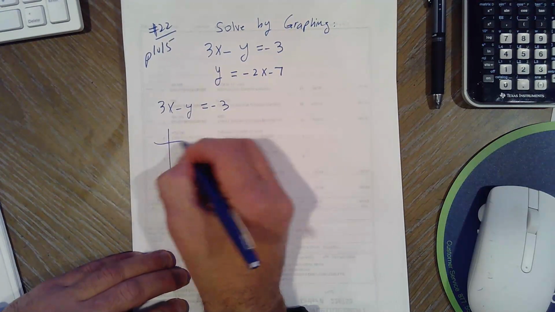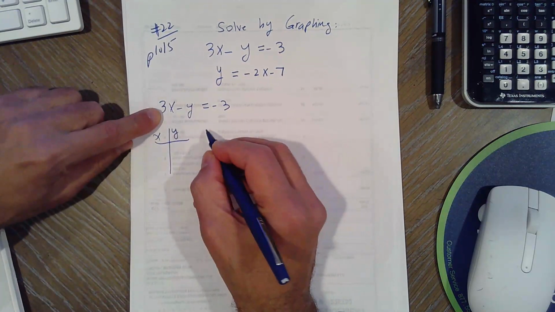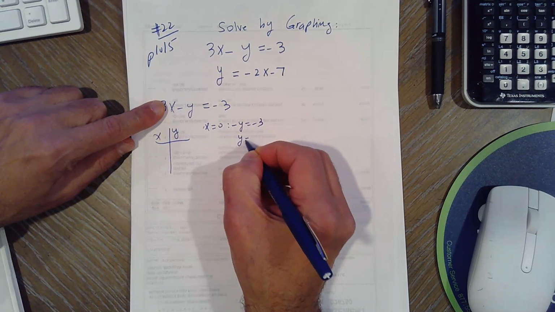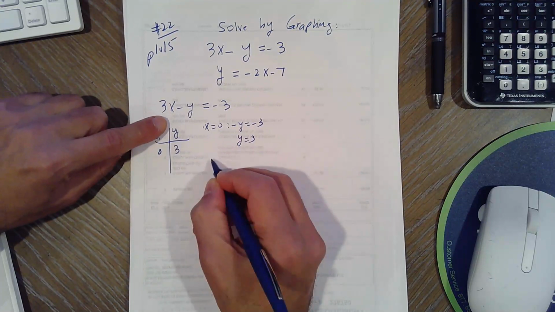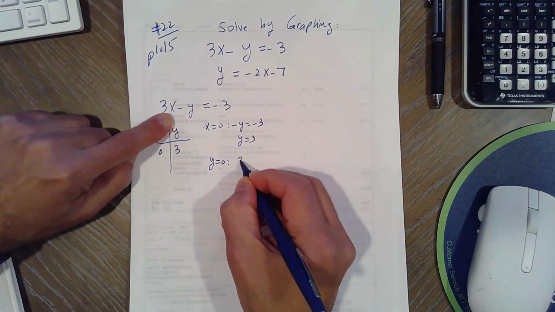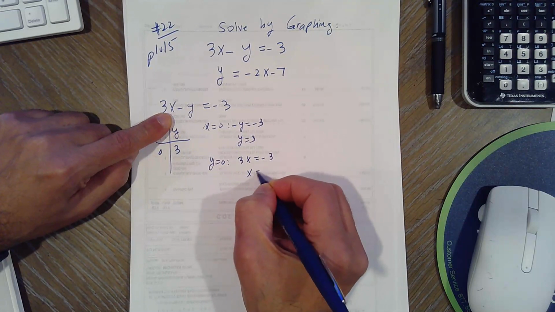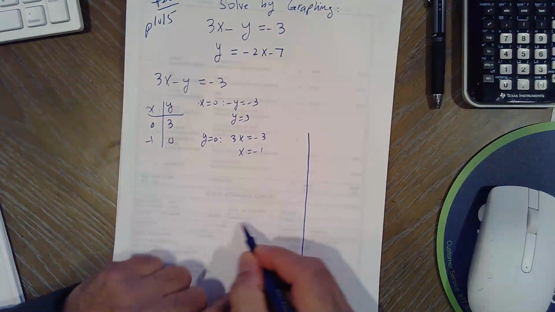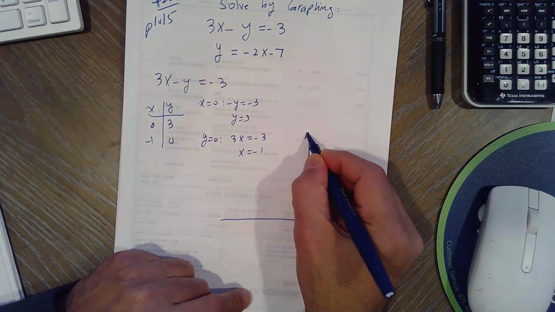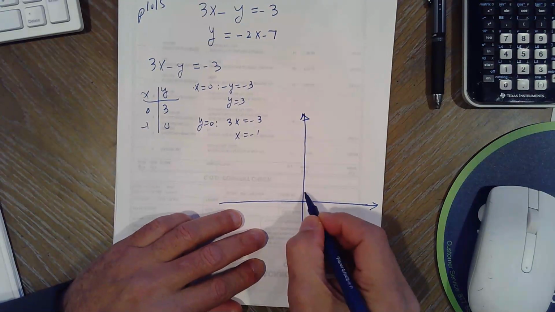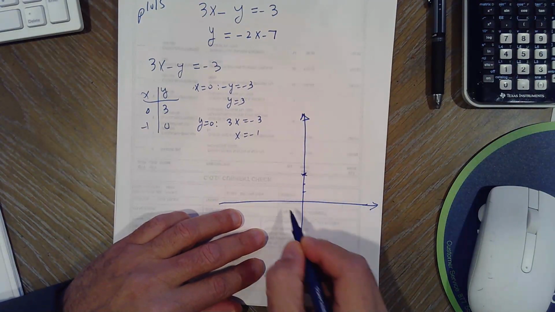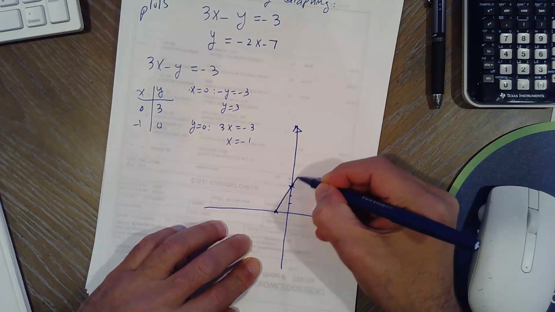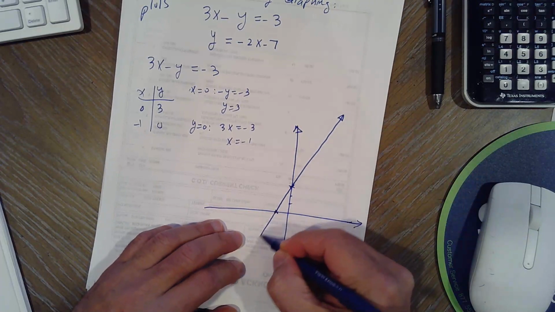Each line we're going to make a t-table. If x is 0, then you get -y equals -3 and y equals 3. If y is 0, then you have 3x equals -3, x is -1. And you need graphing papers to get decent answers. 0, 3 and -1, 0. So this is the first line.